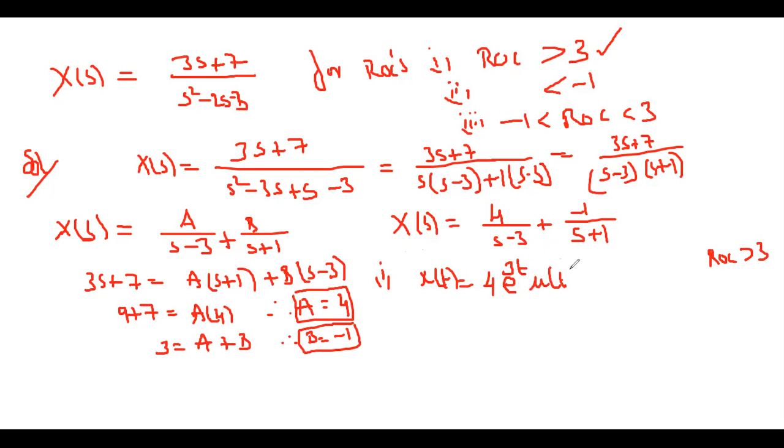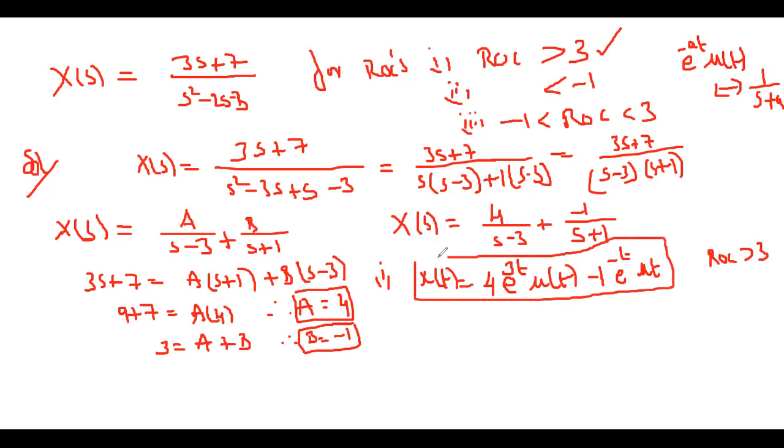I am writing the mu of t because it is greater than. Minus 1 is the coefficient. For e power minus at mu of t, the Laplace transformation is 1 by s plus a. What is a here? Minus 3. So minus into minus is a plus. It becomes e power 3t, and minus 1 is the coefficient, and e power minus t into mu of t, because it's a plus here. This is the inverse Laplace transformation for the ROC greater than 3.